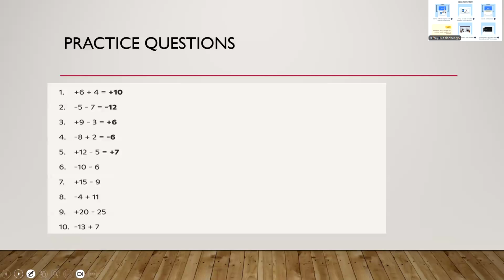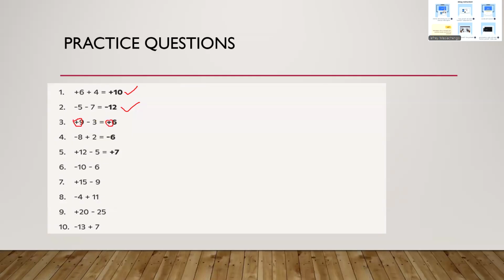All right, I want you to practice a little bit. Let me do the first 5. Plus 6 plus 4, the signs are the same, so you add the two numbers and maintain the sign. We get plus 10. Well done. Minus 5 minus 7, the signs are the same. You add the two numbers and maintain the sign, which is a minus. Minus 12. Now the signs are different. When the signs are different, you subtract, 9 minus 3. You get 6, but take the sign of the bigger number.